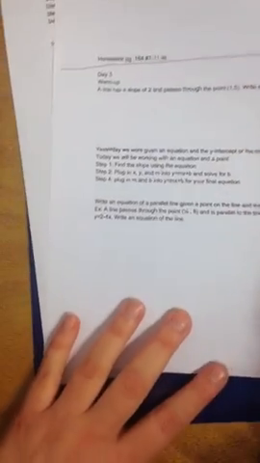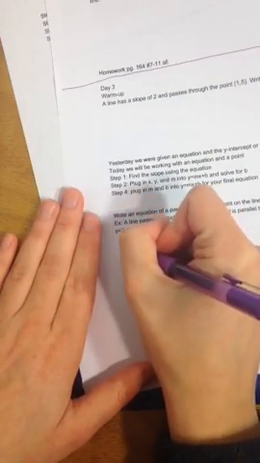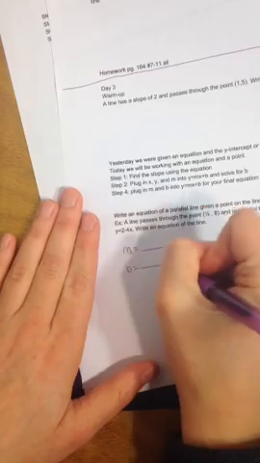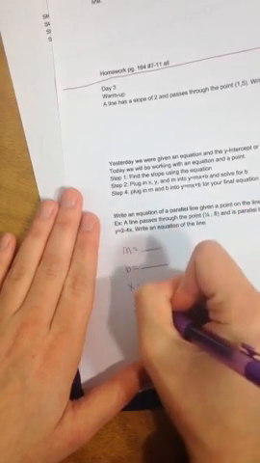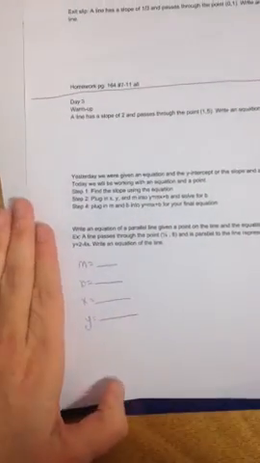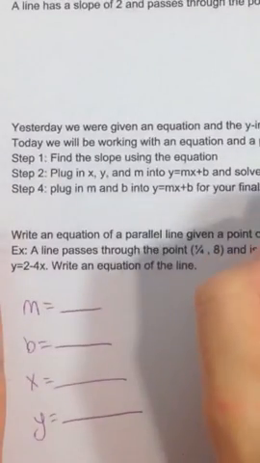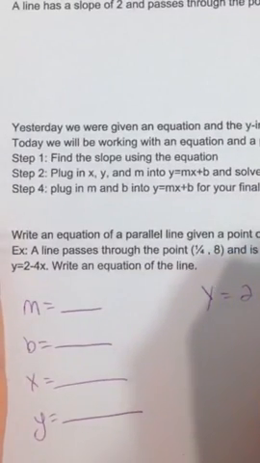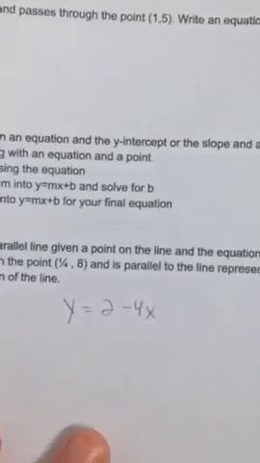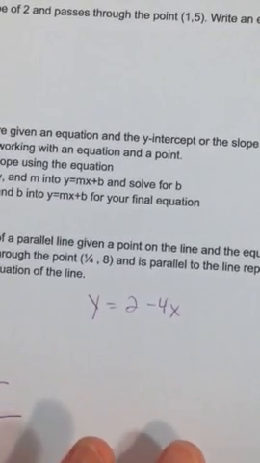Okay, and again, I want to try and find all these little pieces of information. What is m? What is b? What is x? What is y? Okay, so I'm going to zoom in so you guys can actually see my work here. So I'm going to write the equation y equals 2 minus 4x. Now, I can find my slope from this equation. I just need to manipulate it a little bit.